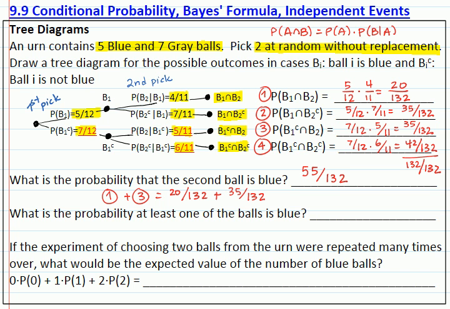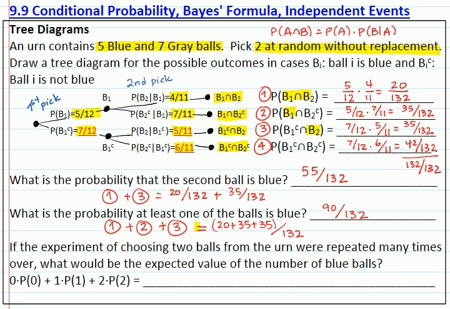The probability that at least one of the balls is blue is outcome 1, outcome 2, or outcome 3, because they contain either 2 blue balls or 1 blue ball. And the answer to that is 20 and 35 and 35 out of 132. The answer is 90 out of 132.